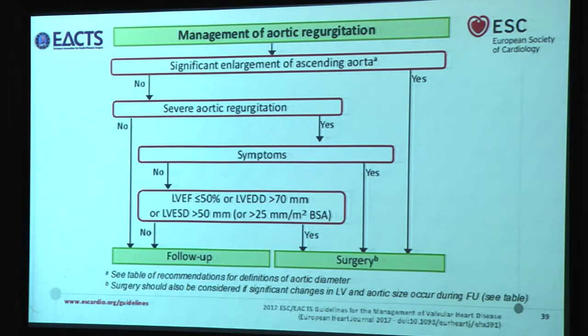This is just a new guideline by the ESC from, I believe, this year, a decision-making tree as to whether or not you should operate on somebody or whether or not you should observe. You can probably look into that in more detail. If you look at their website, it's freely available for everybody.